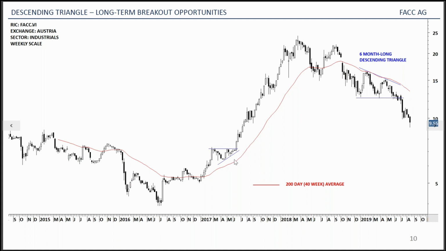Now here you can see a small ascending triangle, probably 3 to 4 months long, that formed above the 200-day moving average. So bullish chart pattern above the 200-day, bearish chart pattern below the 200-day. That's the path of least resistance.